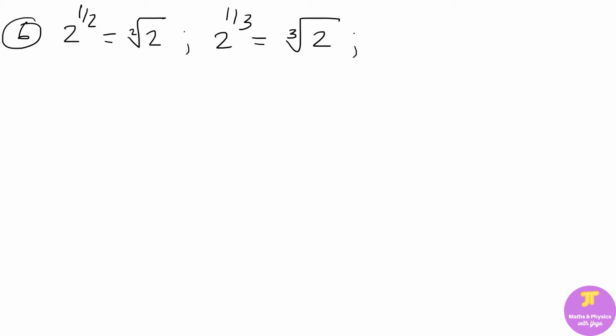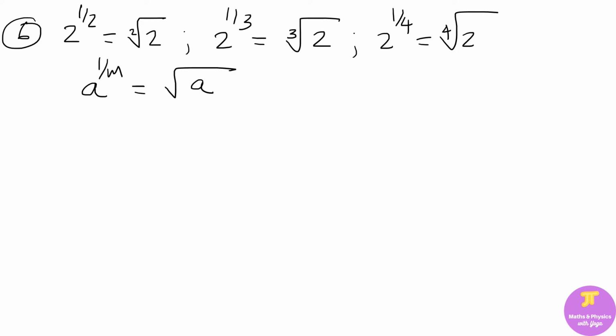Or for example, 2 to the power 1/4. This is a fourth root, so we will put 4 here. So how can we generalize this one? Let's say a to the power 1 over m. This can be written as the mth root of a, right? This is a notation that we need to remember. So this is the sixth law.